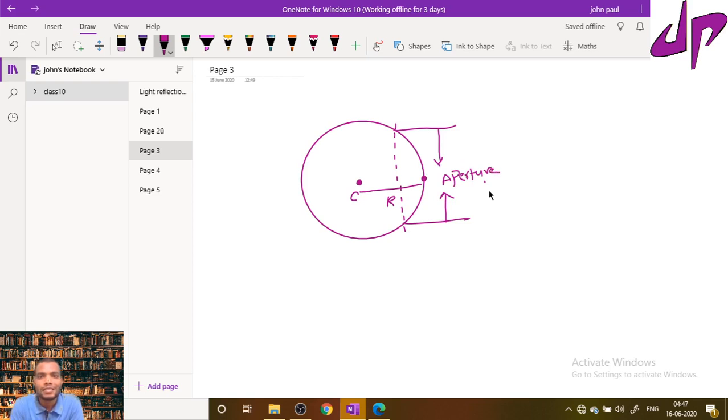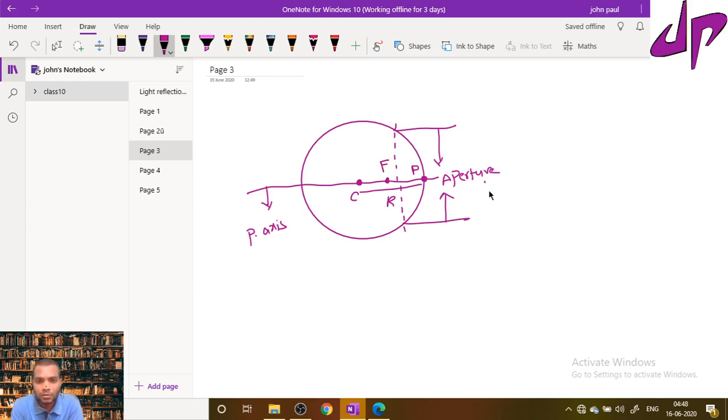The center of the mirror is known as P, the pole. An imaginary line connecting the center of curvature and the pole is known as the principal axis. Here one more point will be there: the midpoint between the center of curvature and the pole, and this point is known as the focus.